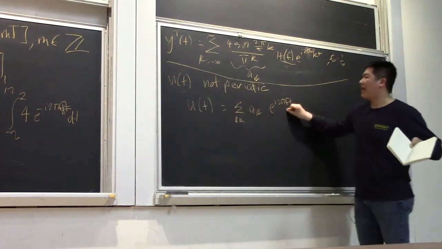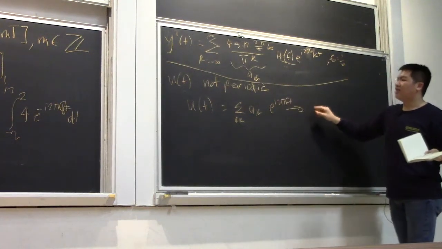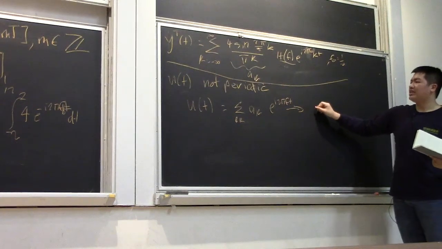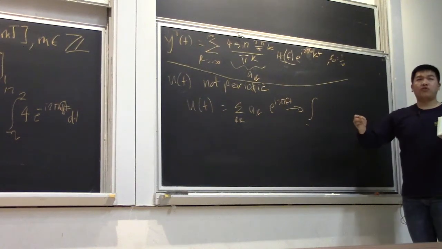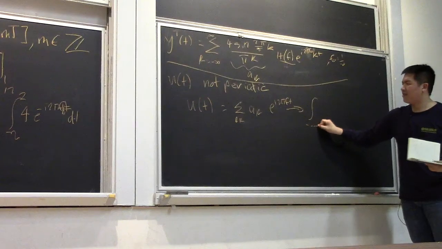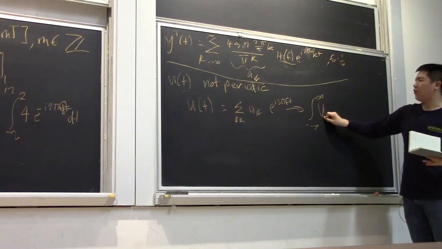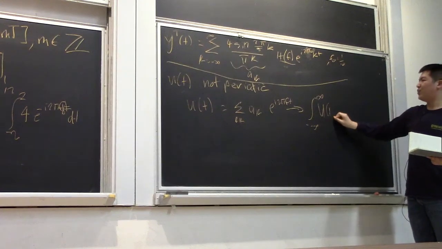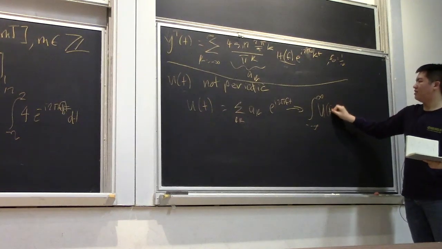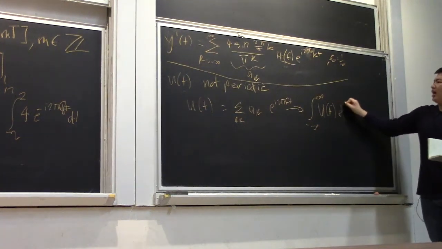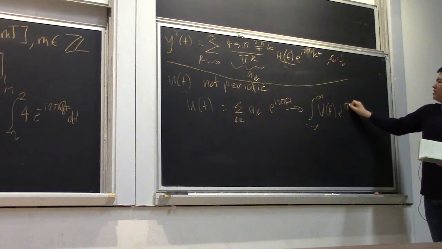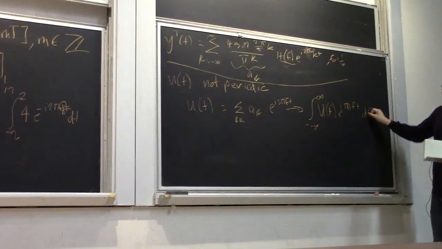So what ends up happening is that you would have to write u of t as the inverse Fourier transform of the Fourier transform of u times e to the I 2 pi ft df. So what does this mean?